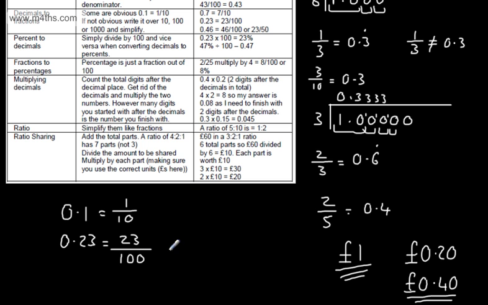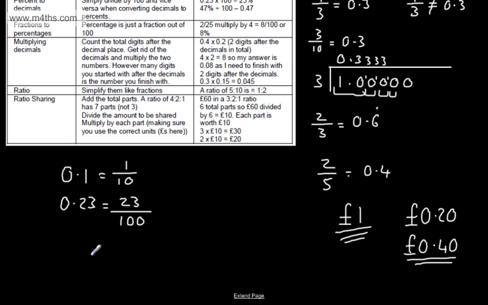Well, let's think about this logically. These are tenths, so I'm going to have 1/10. These are tenths, these are hundredths. So I've got 23 100ths. If I could simplify this, I would. So for example, 0.24, I've got 24 100ths.